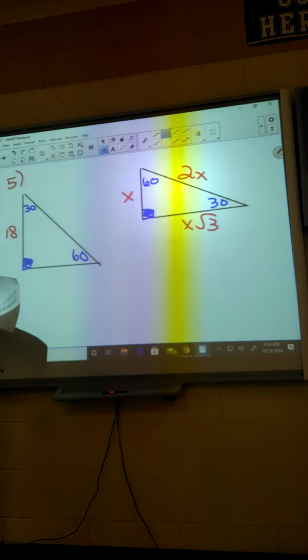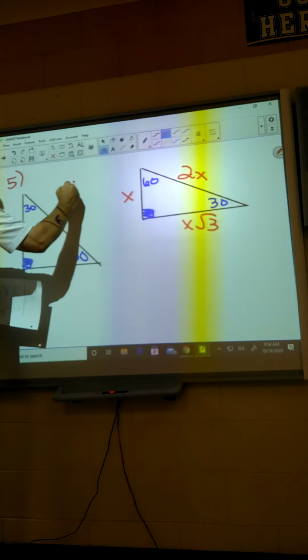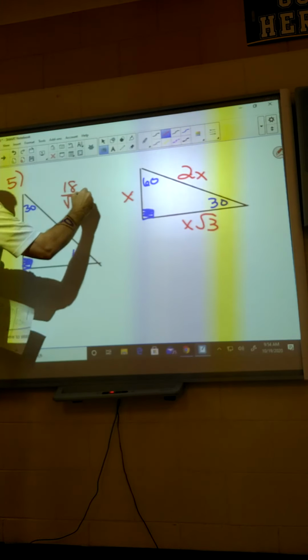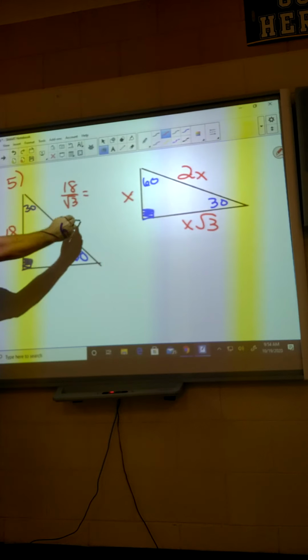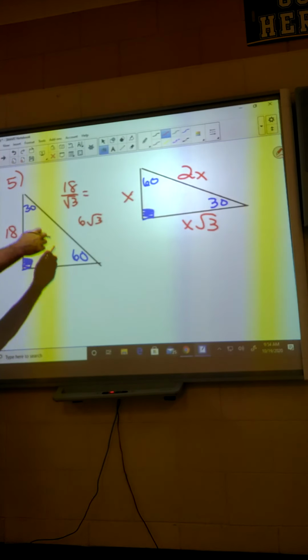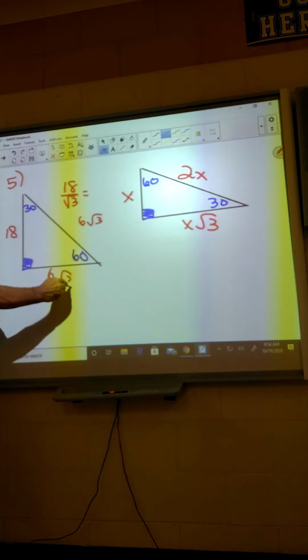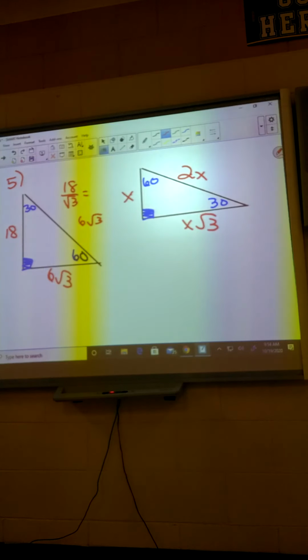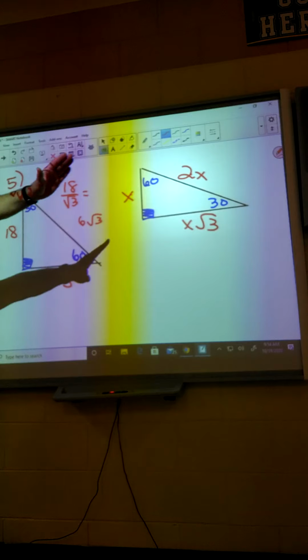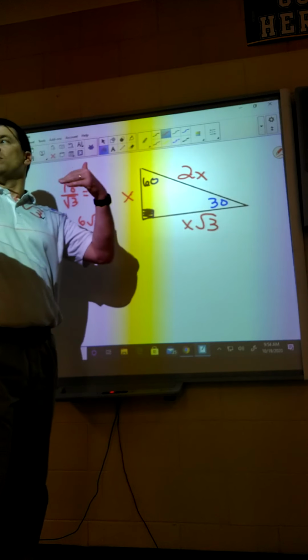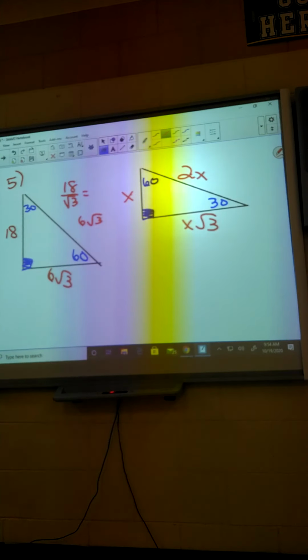Okay. Thanks. All right, so we have to divide by root 3. So what's the shortcut? 18 divided by root 3 is 6, and put a root 3 with it. So that goes on the 30. 6 root 3. Everybody good? Remember, Michaela, if you go from the 60 to the 30, you're going backwards. So you have to divide by root 3 instead of times by root 3.